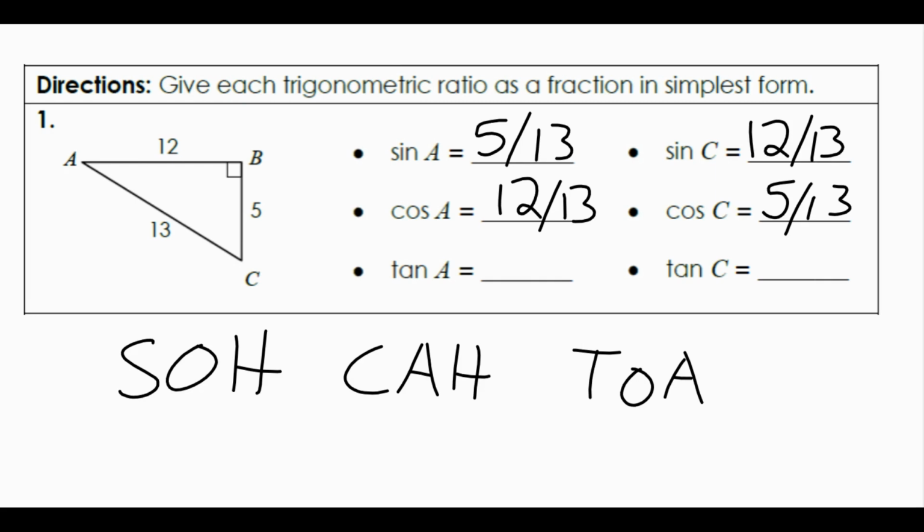And then tangent, TOA, opposite over adjacent. So the opposite side of A is 5, the adjacent side is 12. So my ratio here is 5/12. And then tan of C, opposite over adjacent, 12 over 5.